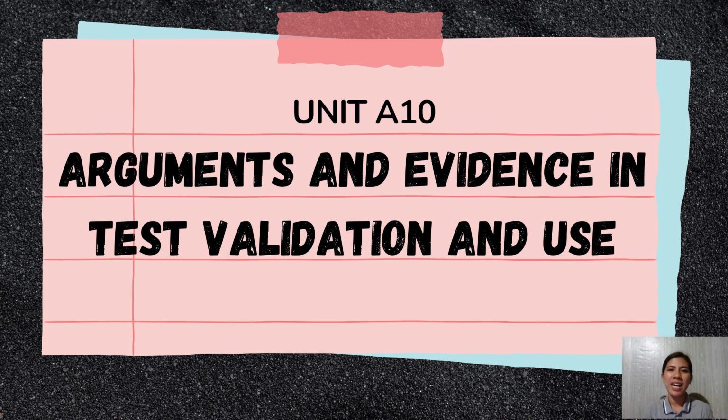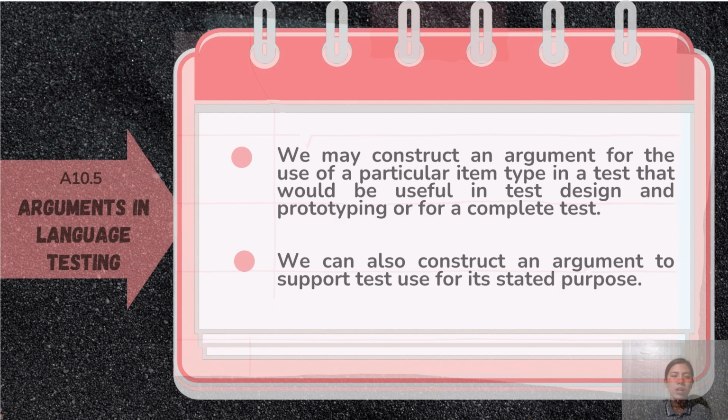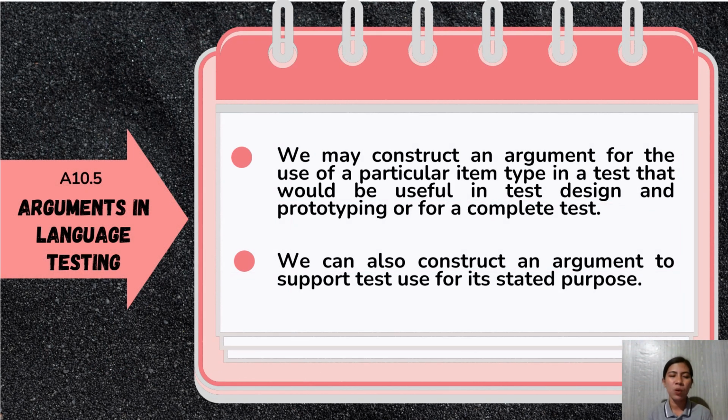I am here to discuss the subtopics under Unit 18, Arguments and Evidence in Test Validation and Use. So the first subtopic is Arguments in Language Testing. We may construct an argument for the use of a particular item type in a test that would be useful in test design and prototyping or for a complete test. We can also construct an argument to support test use for its stated purpose.